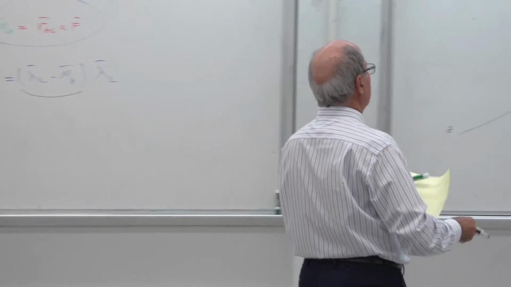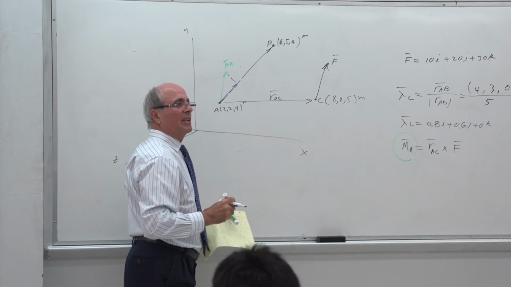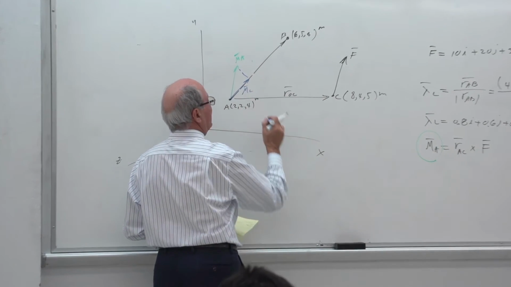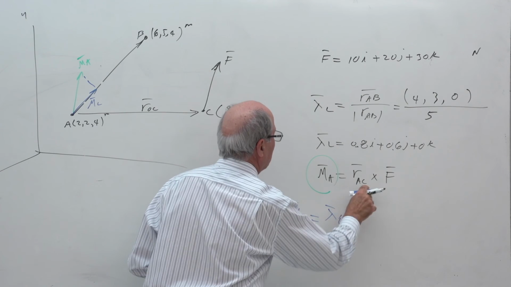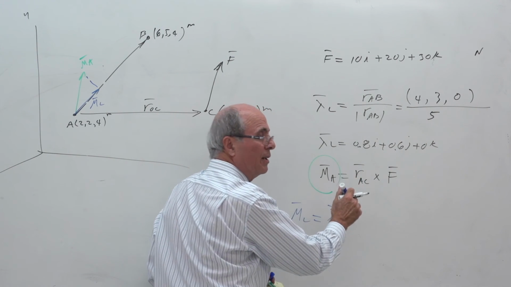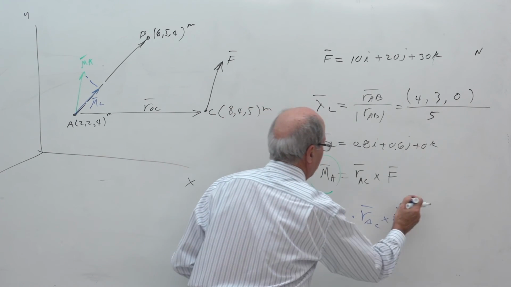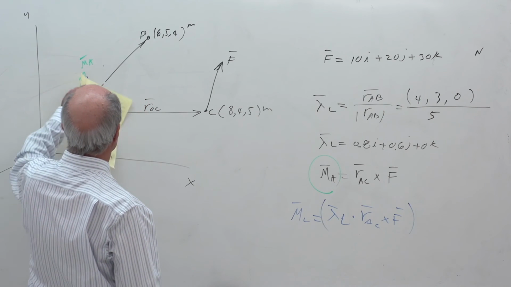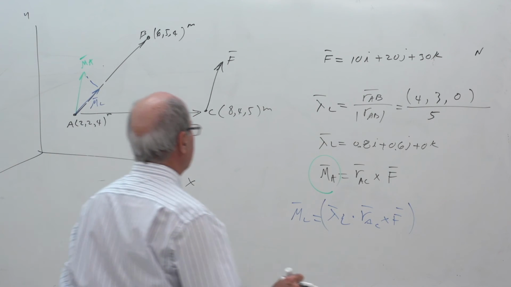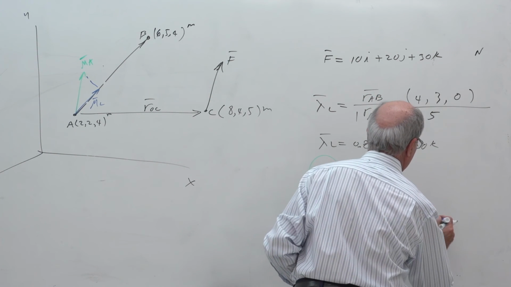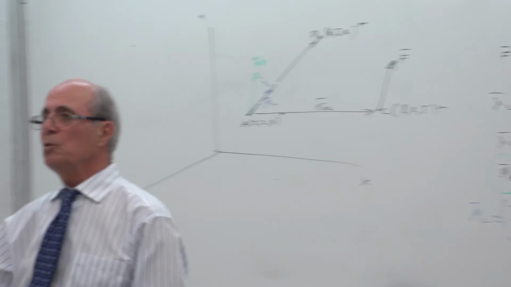So if I want to calculate this one, everybody understand that? That is M_L. And then F_L equals lambda L dot product of M_A. But M_A itself is what? R_AC cross product of F. The green one, M_A, is R cross product of F, and then multiplied by lambda L. This is its magnitude, that is its direction. That magnitude is a triple product.